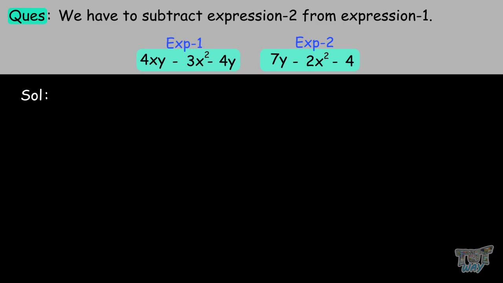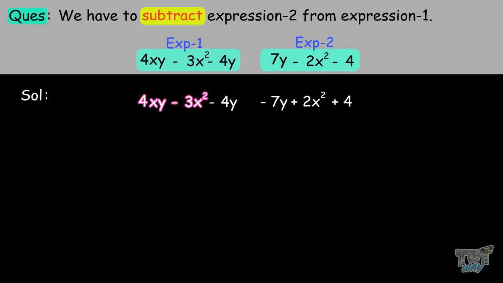So earlier, all the questions that we solved had addition, but in this question, we have to subtract. So let's learn something new. How do we subtract one expression from another expression? In the case of addition, we used to just write both expressions without any changes to their signs. However, now in the case of subtraction, you will have to write the expression which is to be subtracted with all of its signs reversed. So you will write out 4xy minus 3x squared minus 4y. But then for expression 2, you will have to change all the signs. So you get negative 7y plus 2x squared plus 4.